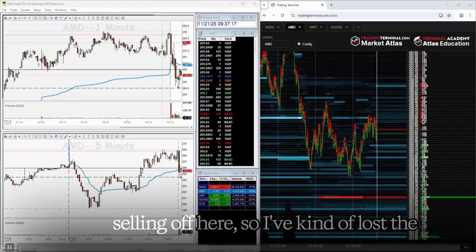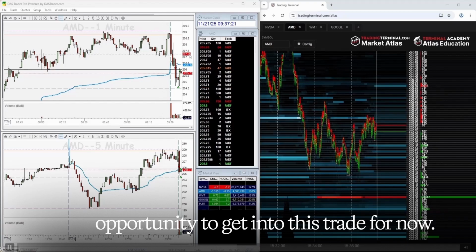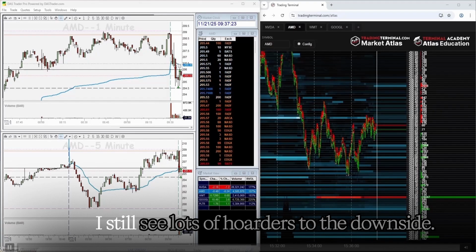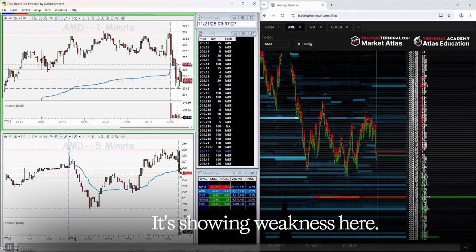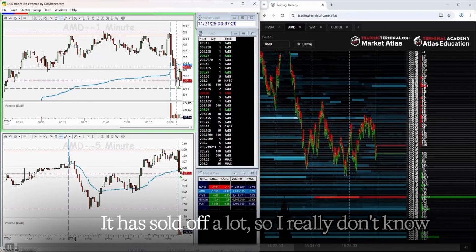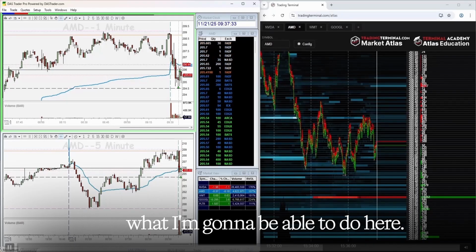Unfortunately, it does start selling off here, so I've lost the opportunity to get into this trade for now. But I'm still watching it. I still see lots of orders to the downside. It's showing weakness here. It has sold off a lot, so I really don't know what I'm going to be able to do here.